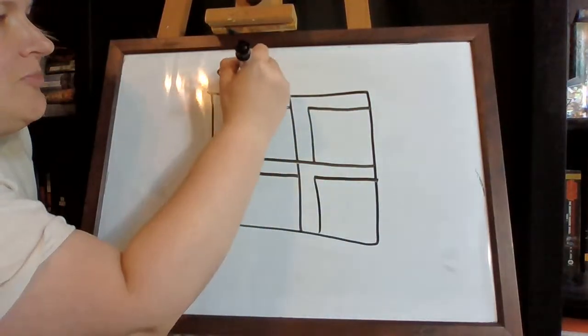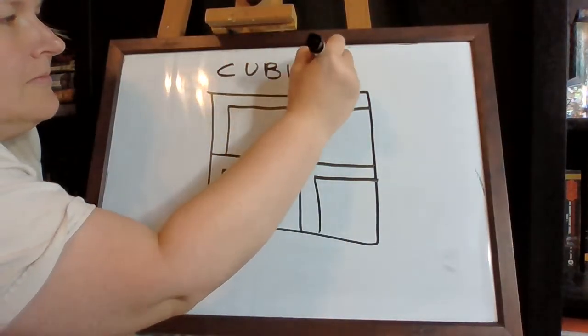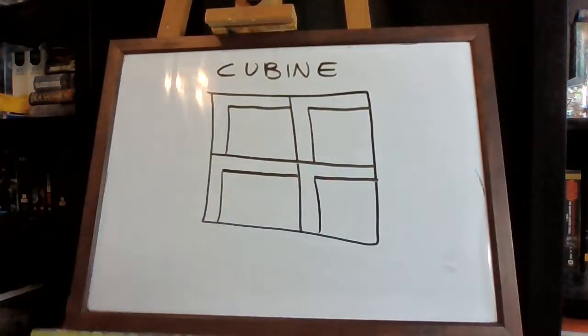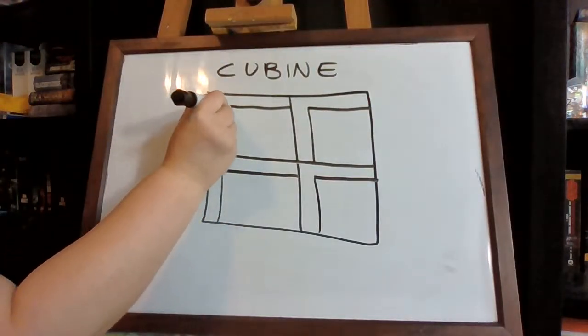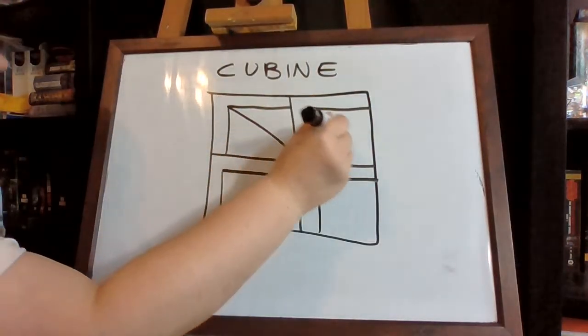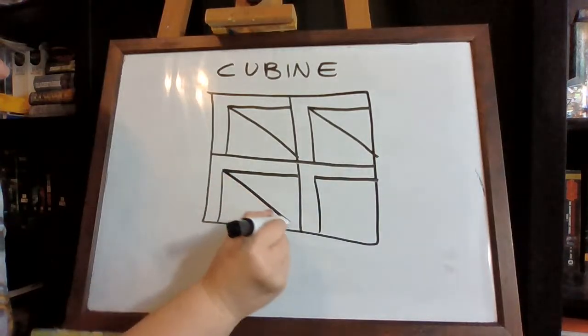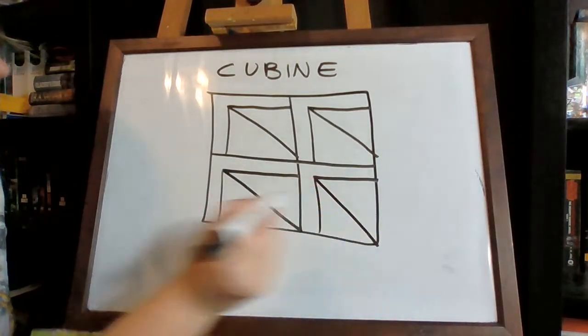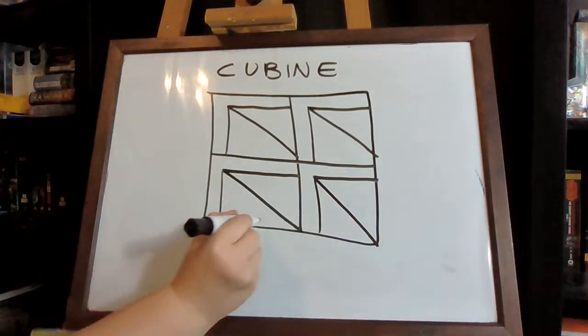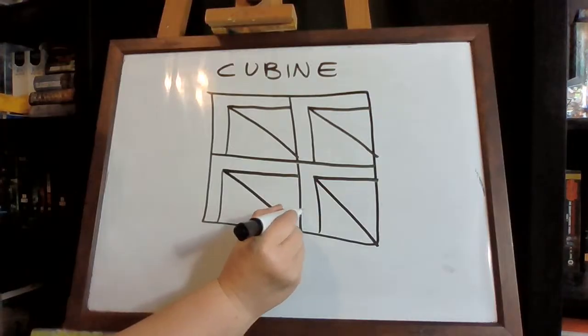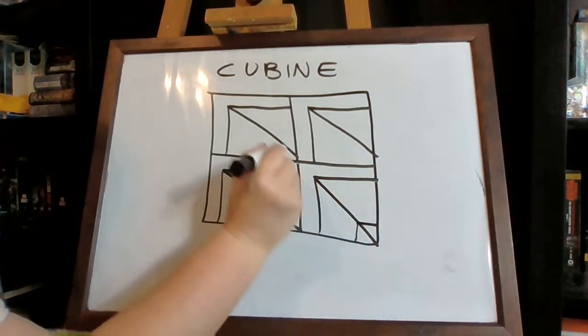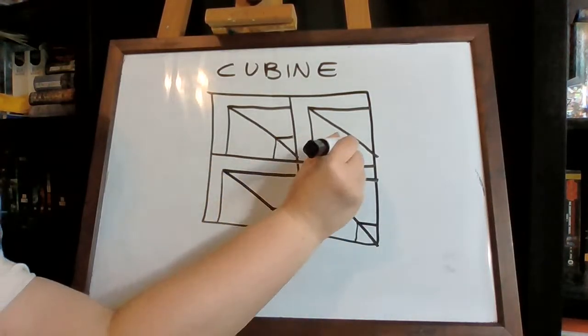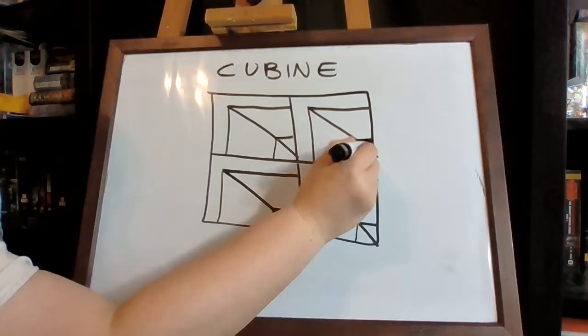Oh, yeah, so this is Cubine. And then we add the diagonal. Just go all the way to the corner. And lastly is a smaller square that comes off of that diagonal line. And then shade that square space in.